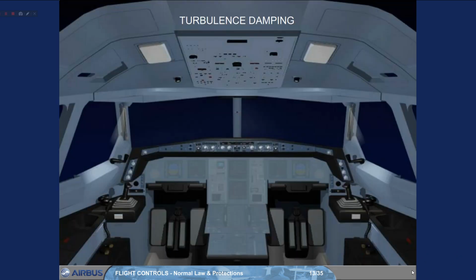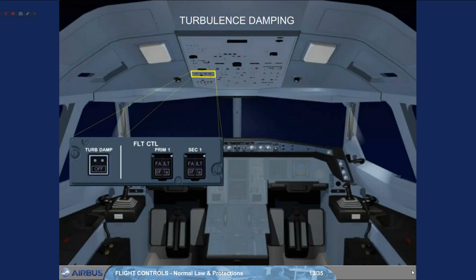The purpose of the turbulence damping function, turb-damp push button, is to damp lateral structural modes induced by atmospheric turbulence. Accelerometers compute a turbulence damping command, which will be added to the normal law command. This function is automatically monitored and is deactivated when a failure is detected. In addition, it may be inhibited using the turb-damp push-button switch when the crew considers that comfort is degraded instead of being improved.